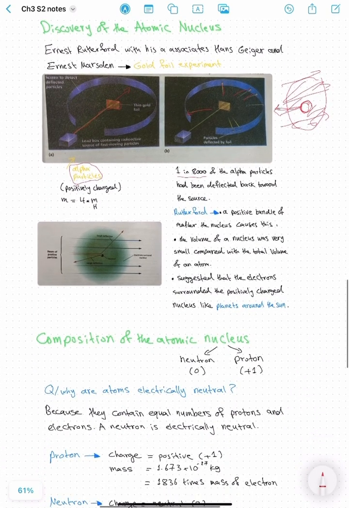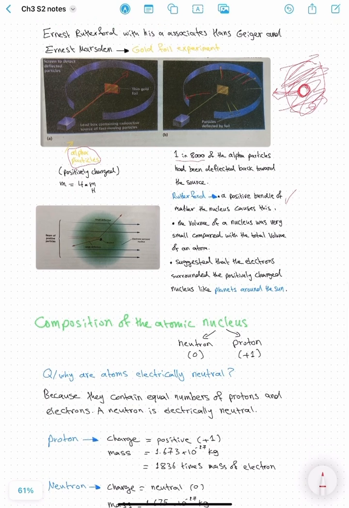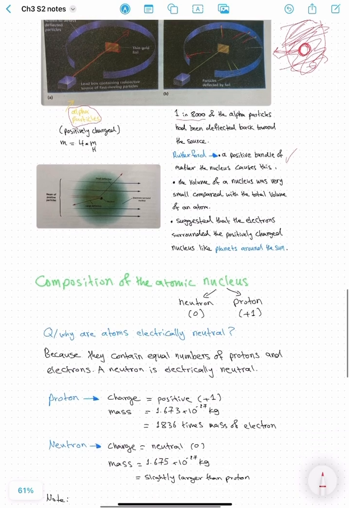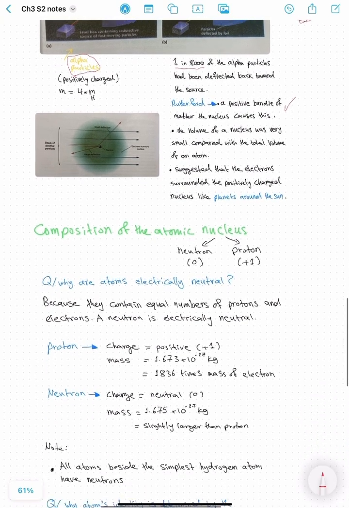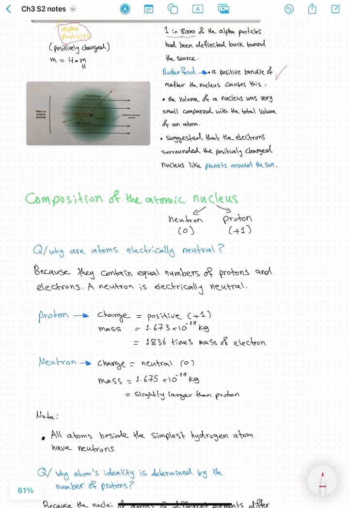What were his points? That we have something in the middle which is positive, and the volume of the nucleus was very small, so the atom is mostly empty space. The volume of this nucleus is very small compared to the structure of an atom. And he suggested that electrons surround the positively charged nucleus just like planets around the sun. So far, the composition of an atom or atomic nucleus.